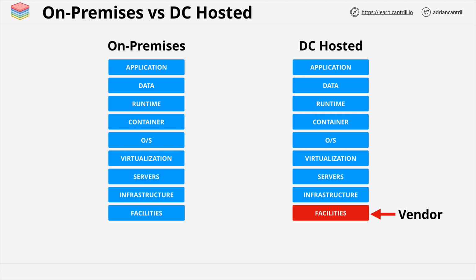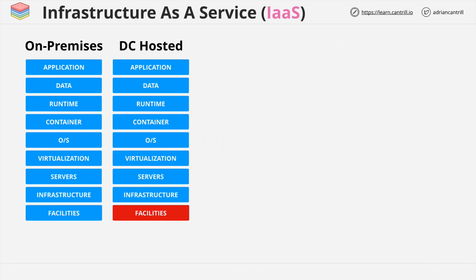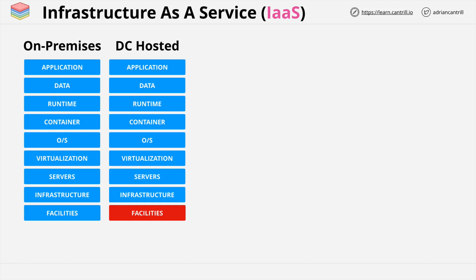Now, the costs change, the risks that are involved change, and the amount of flexibility you have change, but it's all the same infrastructure stack, just with different parts being controlled by different entities. So let's look at this further. The first cloud service model that I want to talk about is Infrastructure as a Service, or IaaS.